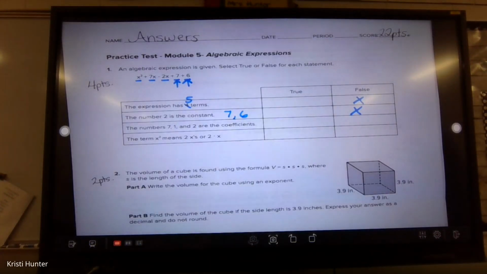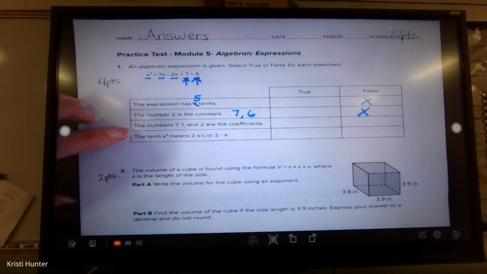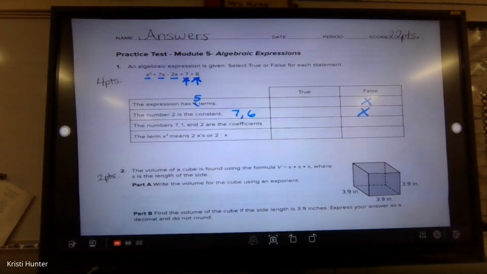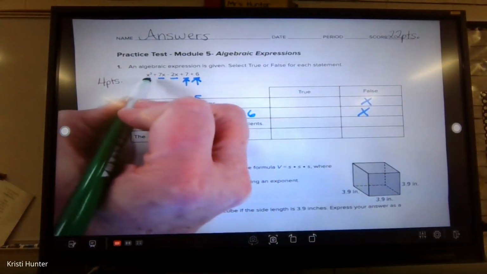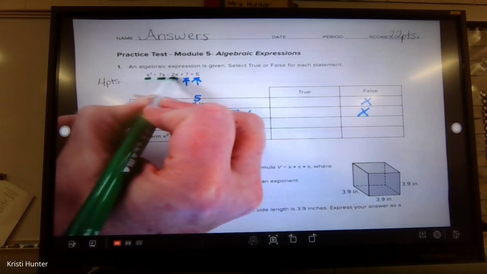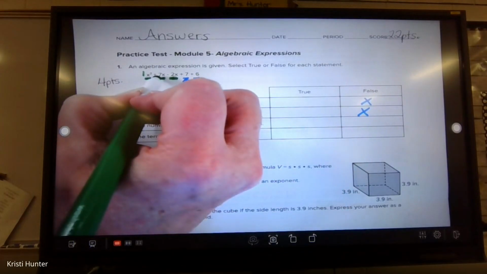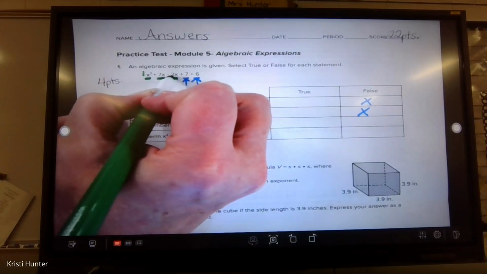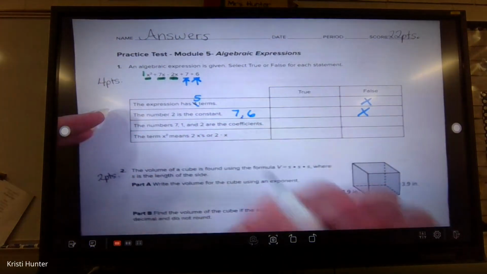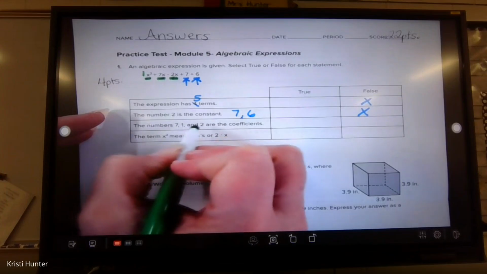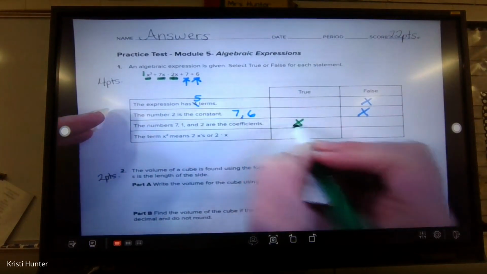The number 3. The numbers 7, 1, and 2 are coefficients. Remember, coefficients have to do with the variable. They are the number that sits in front of the variable. So when I look at these variables, there's a variable here, here, and here. There is a 1 that sits in front of this variable, there is a 7 that sits in front of this variable, and there is a 2 that sits in front of this variable. So the coefficients are 7, 1, and 2. So that is a true statement.